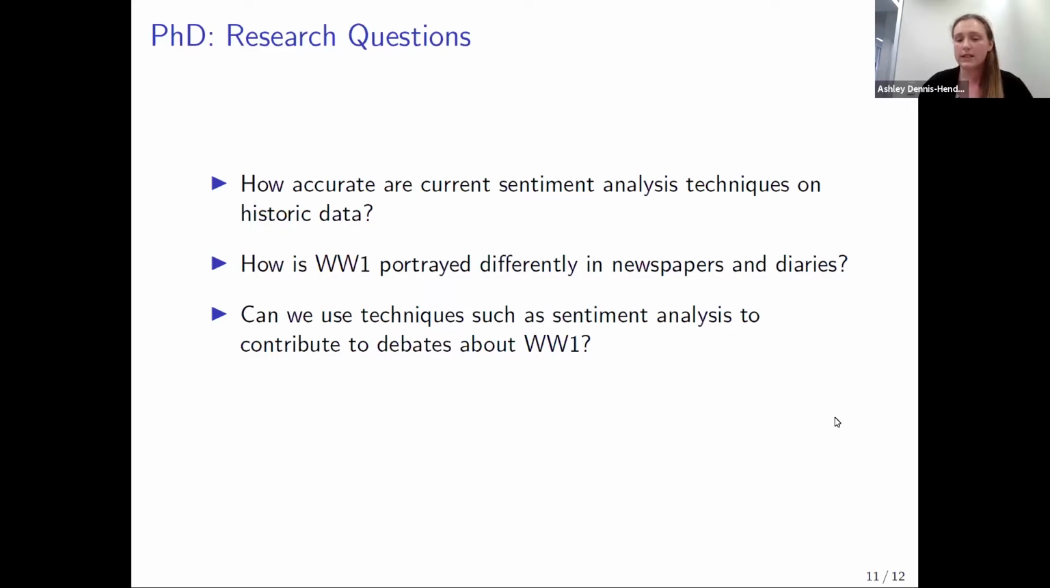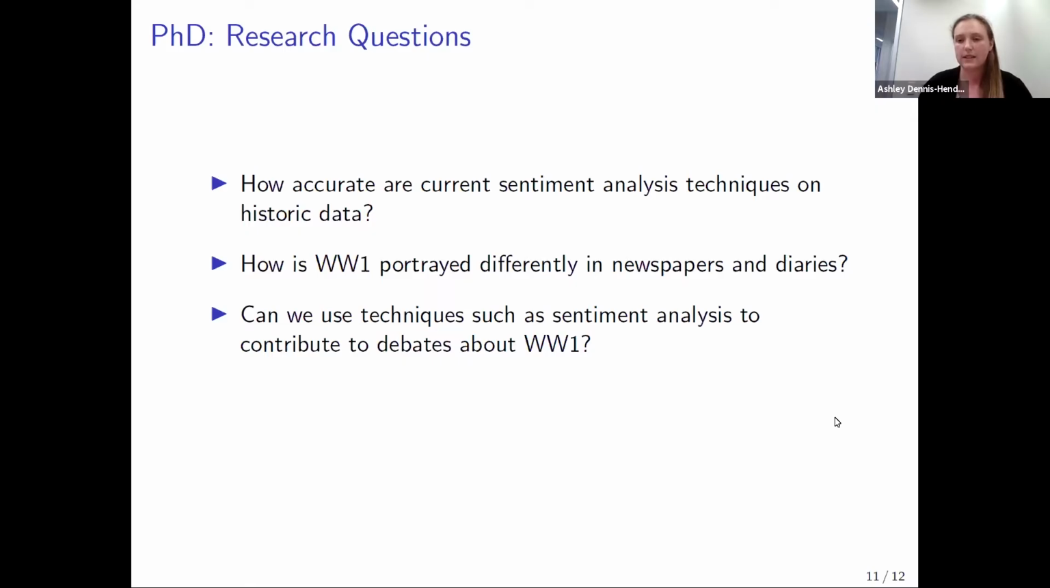So I want to look at current sentiment analysis techniques on historic data and try and find a really good sentiment technique that's accurate and easy to apply. Because as we get more and more of this historic data, or even other humanities data, in a text format that computers can read, if we have a simple, easy way to apply an accurate sentiment technique, we can actually use this more to try and find out more information about those documents. The other thing I want to look at is how World War I was portrayed differently in newspapers and diaries.